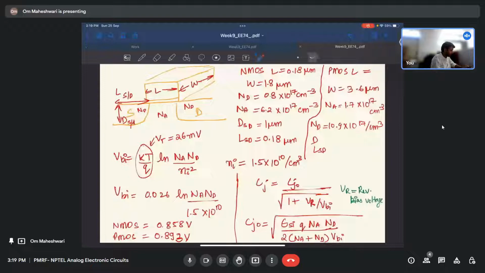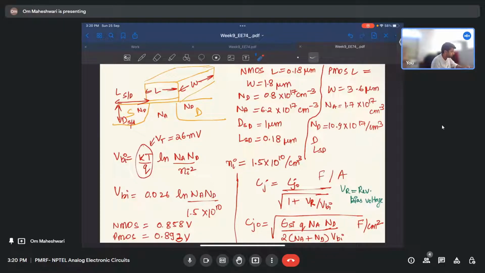Let us see what the given conditions are so that we can identify the reverse bias voltage to find this Cj. One more thing to note: all these are in farad per centimeter square. If Na and Nd are in per centimeter cube, and you take epsilon Si also in centimeter units, then you should get farad per centimeter square. So we should take area also in centimeter square.